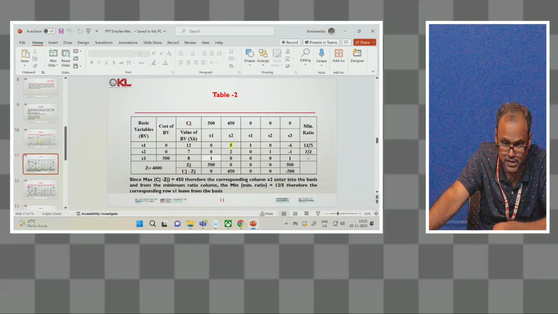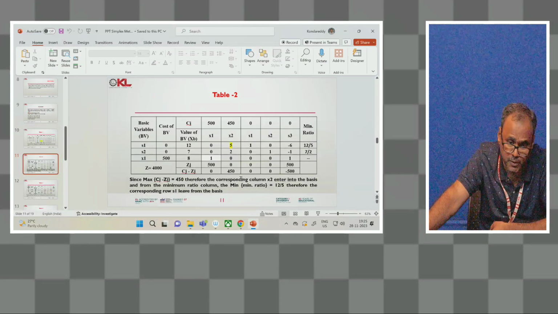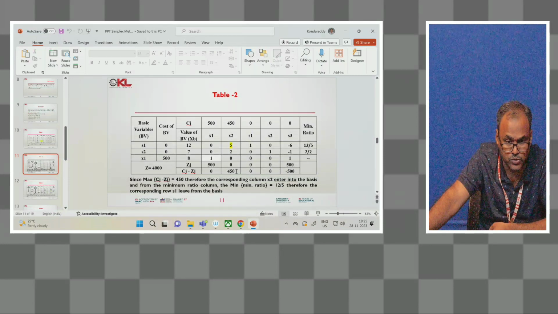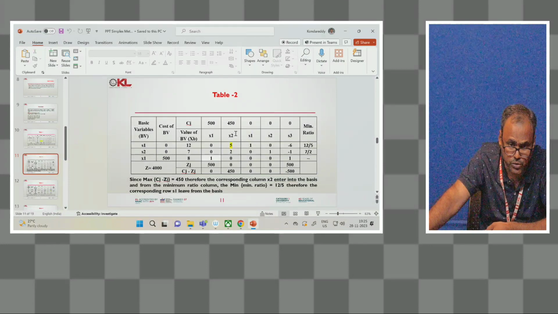Again, out of Cj minus Zj we identify the highest positive quantity. We are not bothered about the negatives. Which is the highest? 450. So x2 we decided to consider. Which is to be excluded?